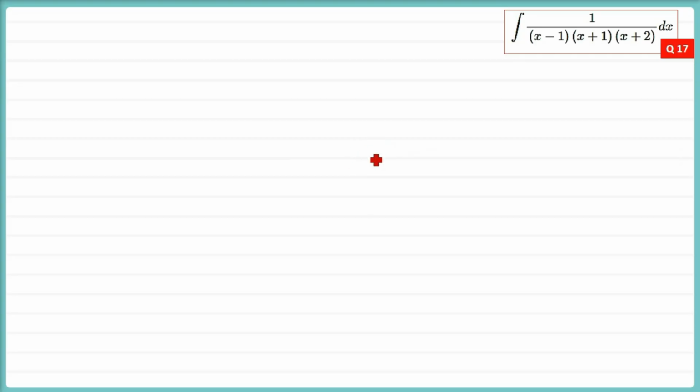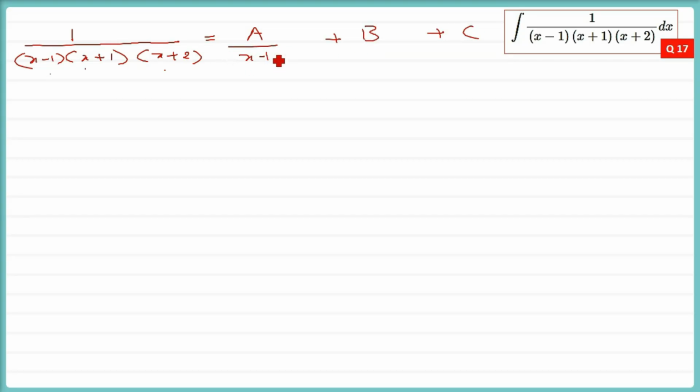Now this is also a very straightforward question, but we'll do it just to revisit all the concepts which we have discussed earlier. If you are able to divide this into partial fractions, it will be very easy. This 1 divided by the denominator, we have 3 factors. So 3 factors will have 3 constants on the right. So a divided by x minus 1, then we have b divided by x plus 1 and c divided by x plus 2.